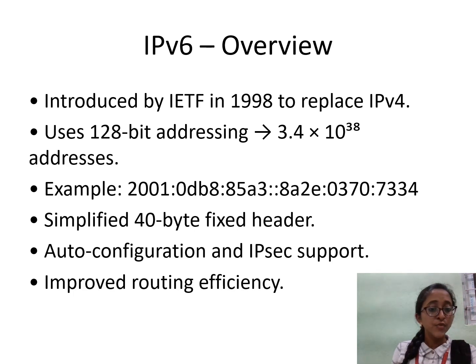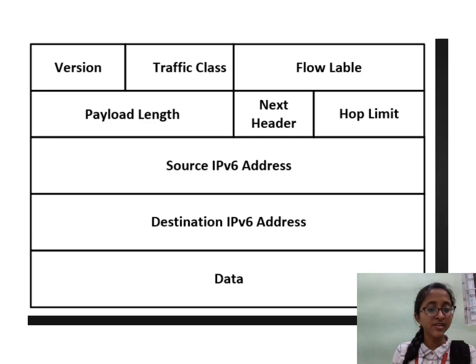IPv6 has fewer but smarter fields. Version has 4 bits, always set to 6 for IPv6 packets. Traffic class defines packet priority. The QoS flow label improves performance for streaming or real-time data. Then there are payload length, next header, hop limit, and source and destination address. It removes the checksum to speed up processing.